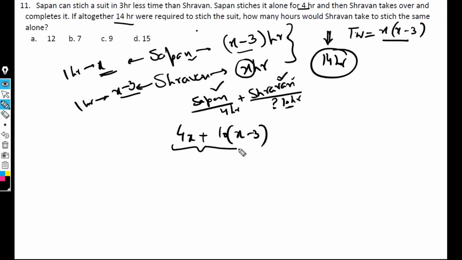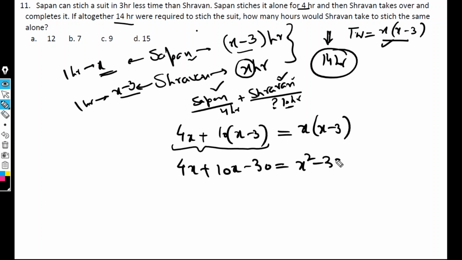As I know, in these 14 hours the work gets completed. So this is your total work completed by Sapan and Shravan, which is equivalent to the total work, x into x minus 3. We just need to solve this equation to find our answer. So it becomes 4x plus 10x minus 30 equals x square minus 3x. Bring all the values to the other side. So it gives us x square minus 3x minus 14x, which is a total of 17x, plus 30 equals 0.